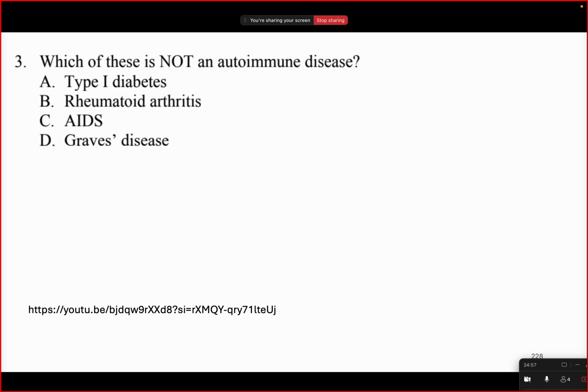Which of these is not an autoimmune disease? Type 1 diabetes, rheumatoid arthritis, AIDS, or Graves' disease? Obviously, it is AIDS, right?